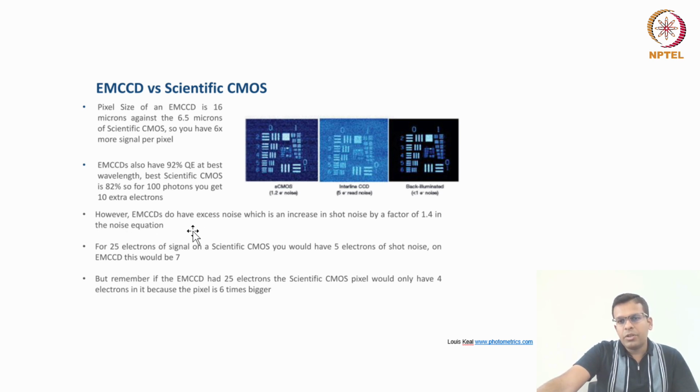And EMCCD has excess noise, which is an increase in shot noise by a factor of 1.4 in the noise equation. For 25 electrons of signal on the scientific CMOS, you would have 5 electrons of shot noise. On EMCCD, this will be 7. So the shot noise will be more in the case of EMCCD. Okay.